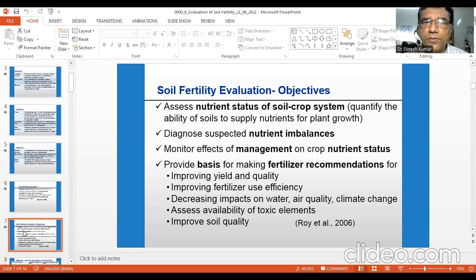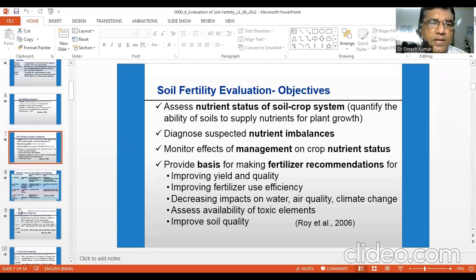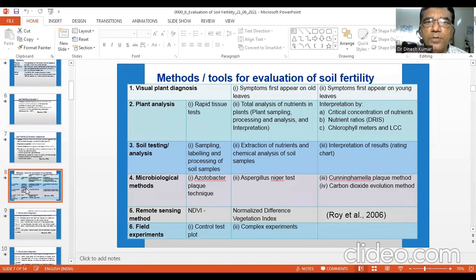So the objective of soil fertility evaluation is to assess the nutrient status, diagnose suspected nutrient imbalances or deficiencies, monitor effects of management on crop nutrient status, and provide basis for fertilizer recommendation. This was already covered, and you can see how these methods and tools are available for evaluation of soil fertility.